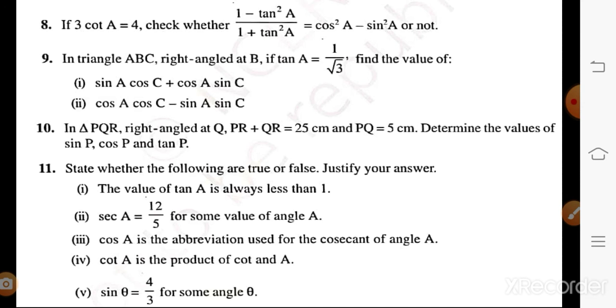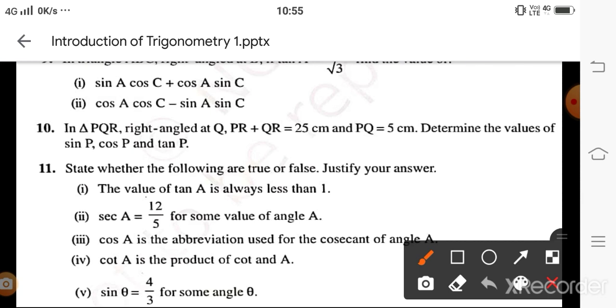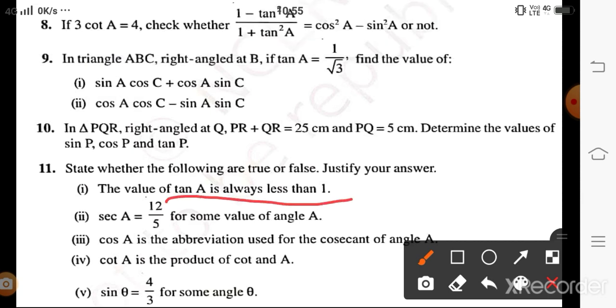In exercise 8.1, 11 questions are given, and in the last question some concepts are given. Let us discuss. The value of tan A is always less than 1. It is not true. We are going to discuss it in the other one also. The ratio we are getting should not be less than 1 necessarily, and it should not be negative. Then, sec A is 12 upon 5 for some value of angle A.